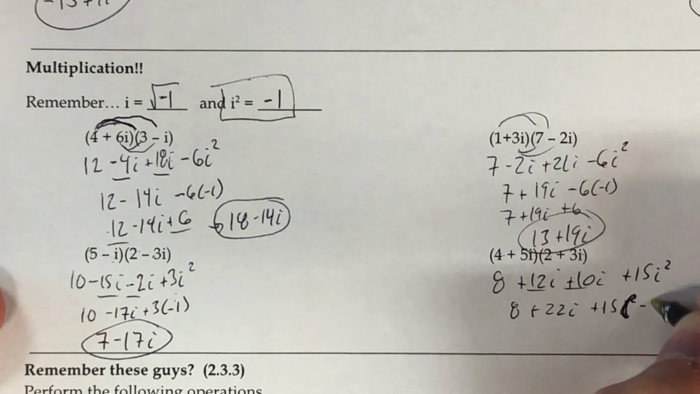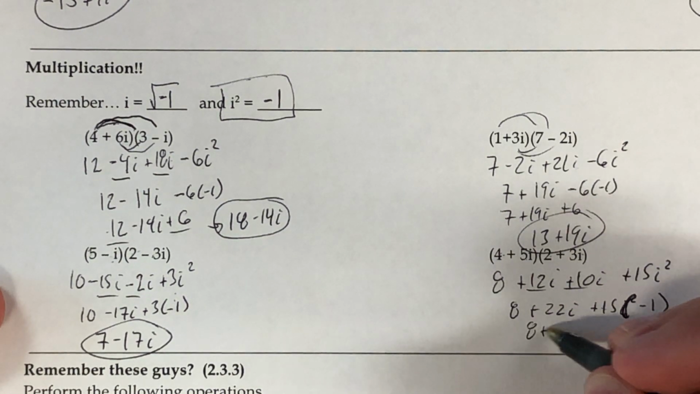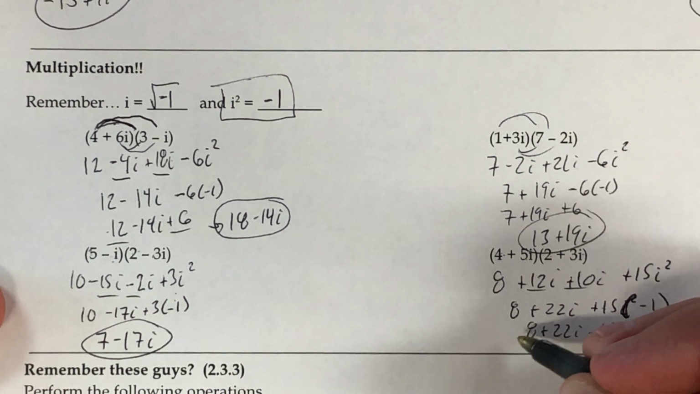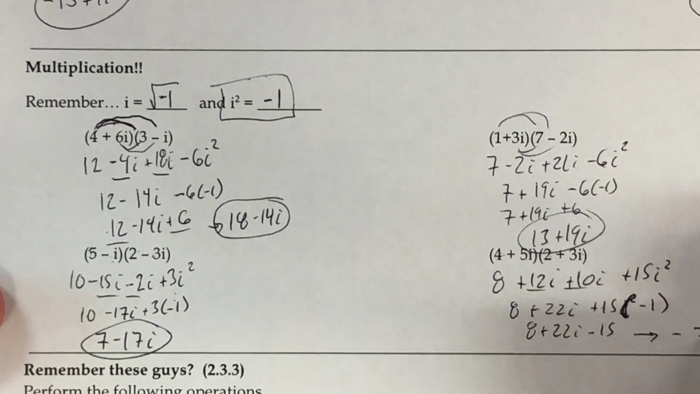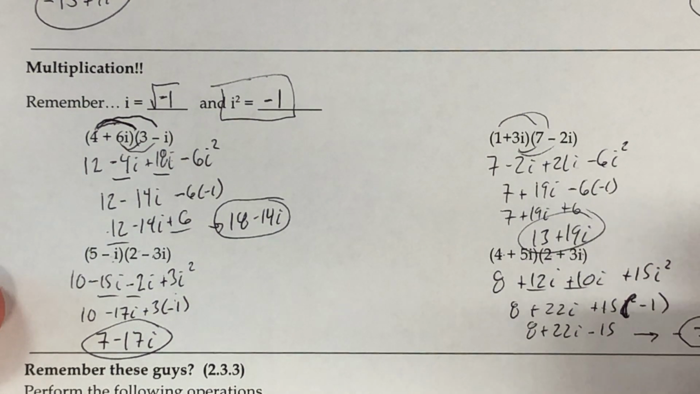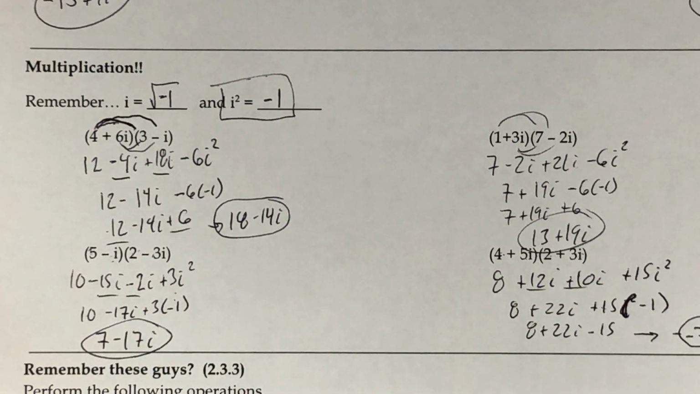Substitute in negative 1 for i squared. So we get 8 plus 22i minus 15. 8 minus 15 is negative 7, and we have plus 22i. And there we have it.